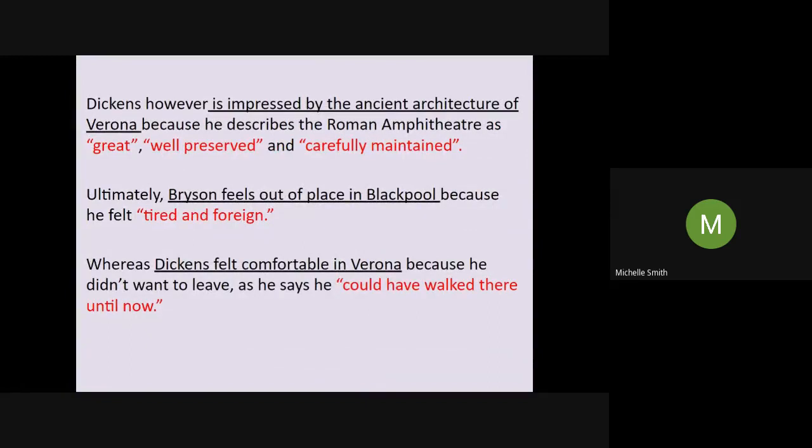Ultimately, Bryson feels out of place in Blackpool because he felt tired and foreign. So he feels like he doesn't belong there, which is what the words tired and foreign imply. Whereas Dickens, again, it's the opposite, isn't it? He feels very comfortable. He didn't want to leave. He says he could have walked there until now. So he obviously wanted to be there, unlike Bryson.